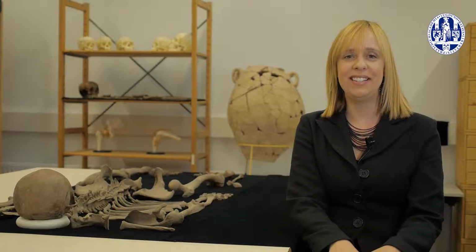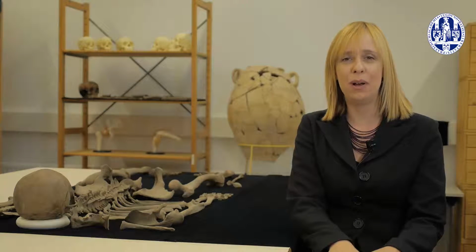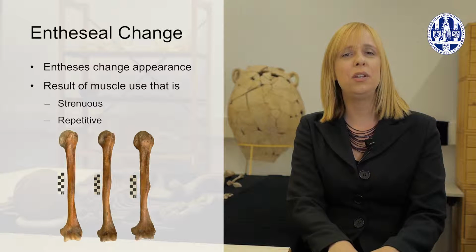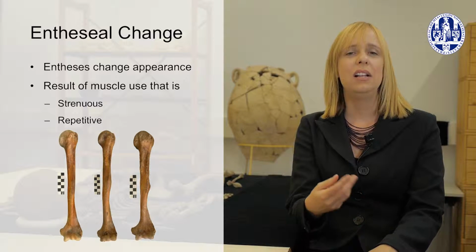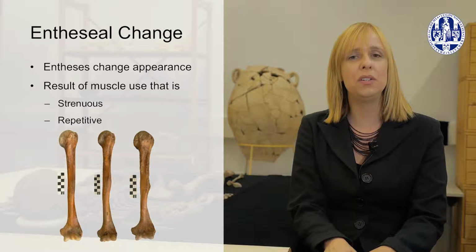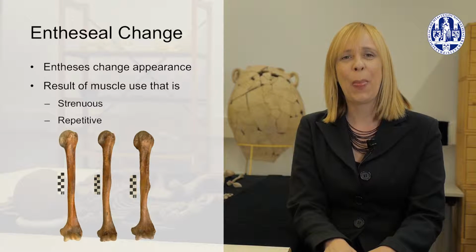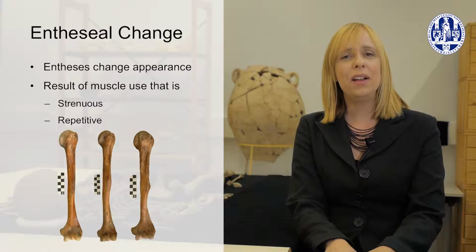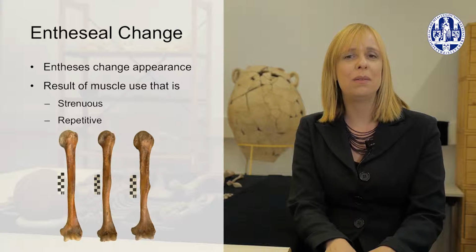Welcome to the first case study of the Activity Reconstruction module, where you will learn about musculoskeletal markers called entheses. These are areas where tendons attach to bone. Research has shown that strenuous and repetitive activities can cause the appearance, that is, the morphology, of these origin or insertion sites to change. This can tell us which muscles were being used the most, and therefore what types of activities were being the most frequently performed.